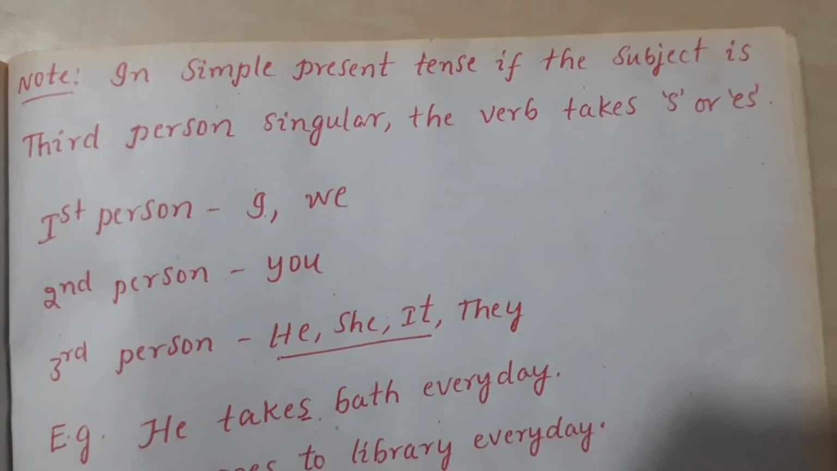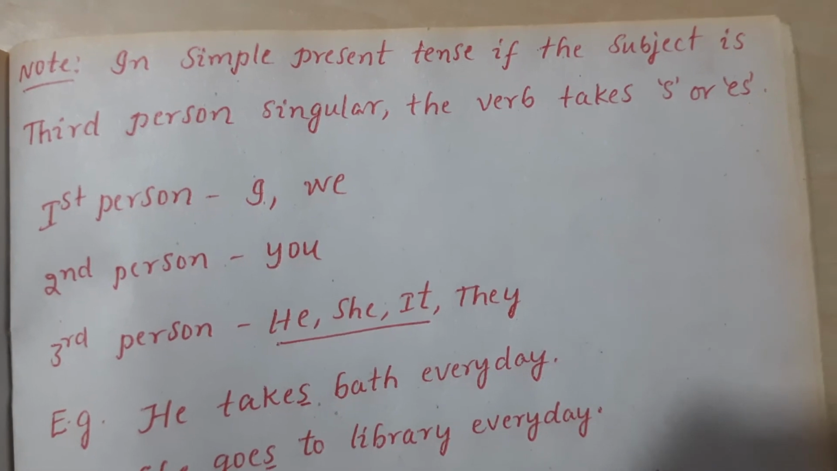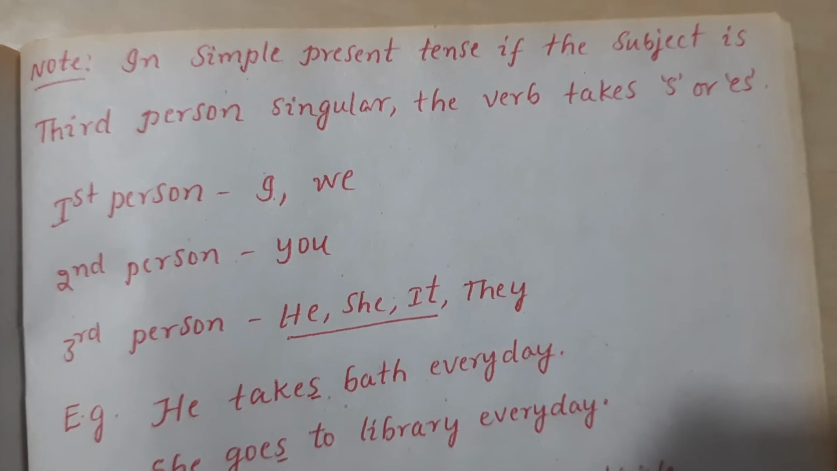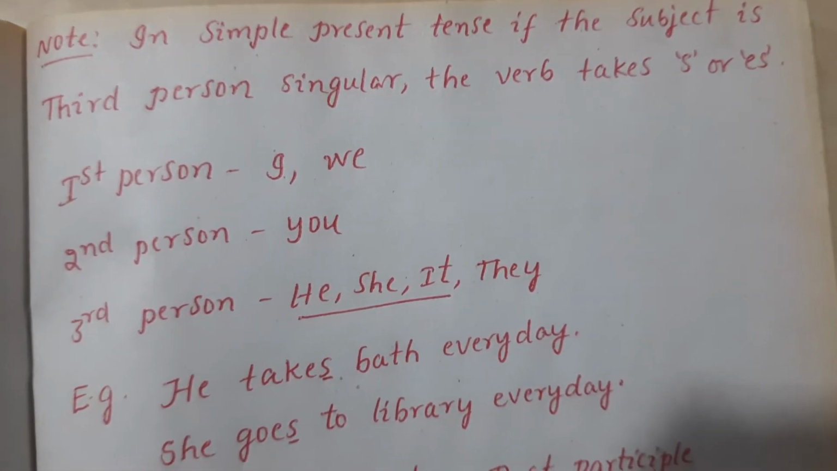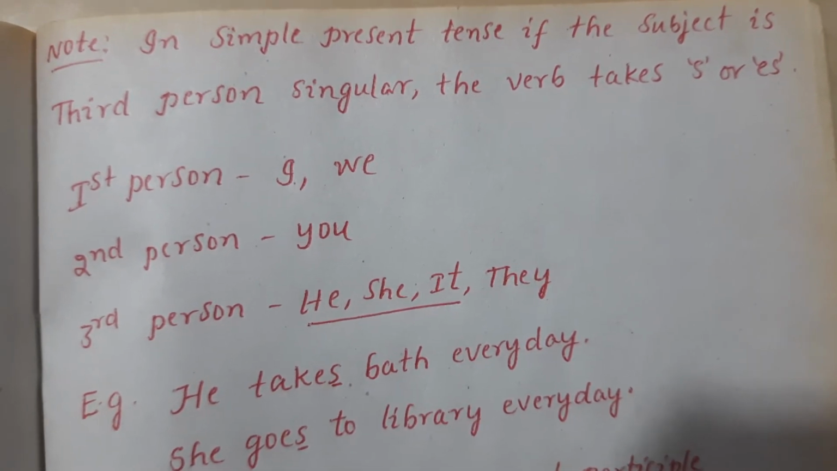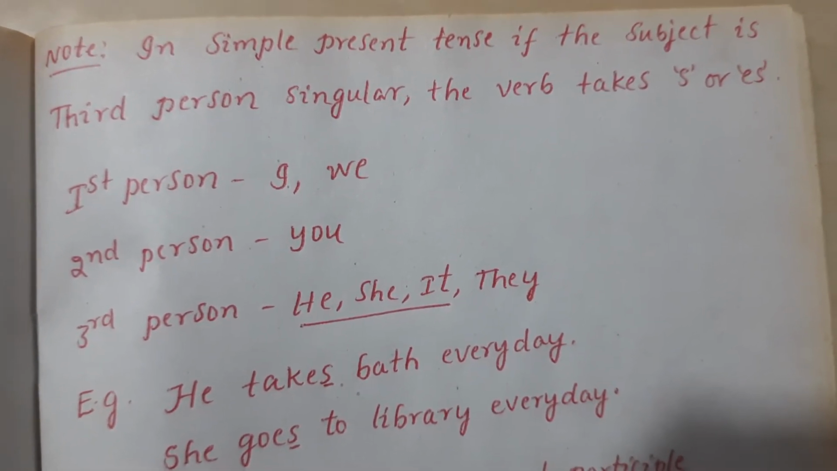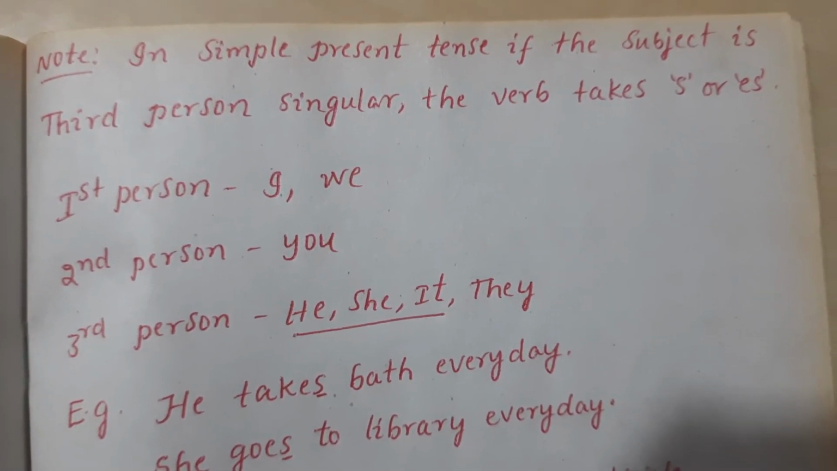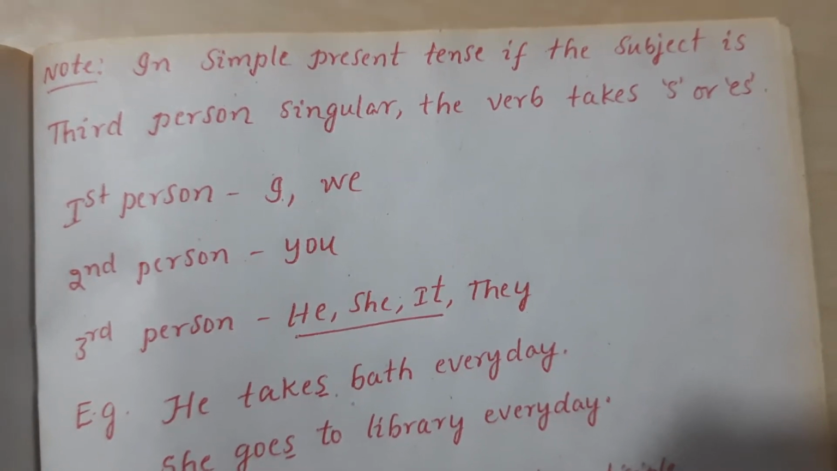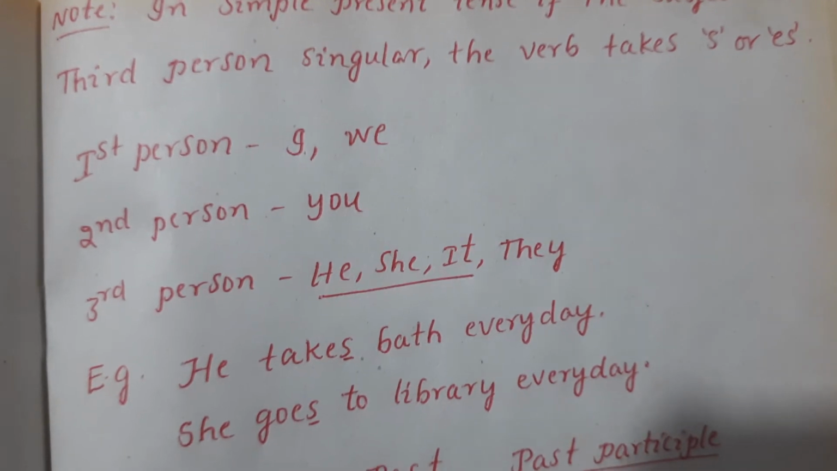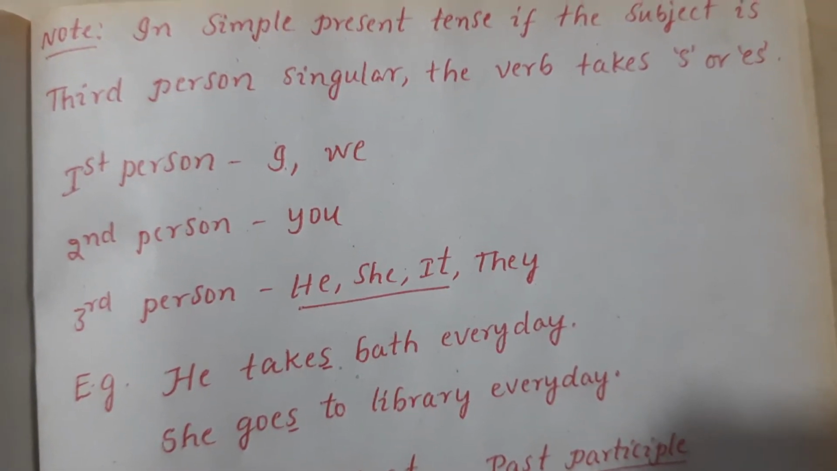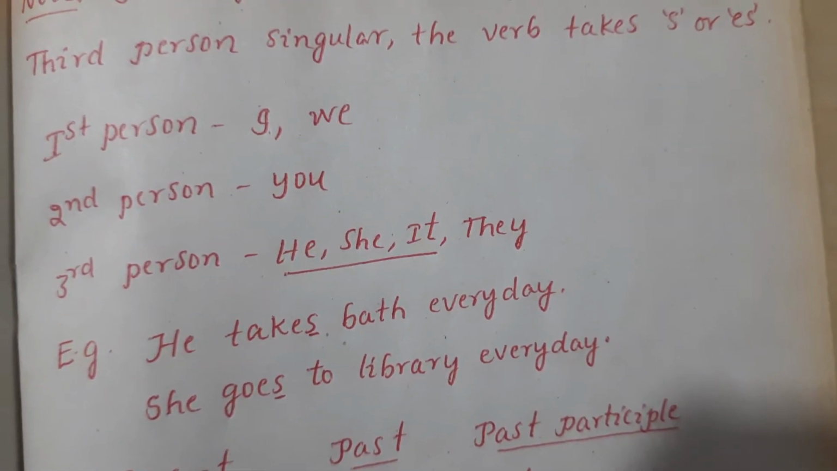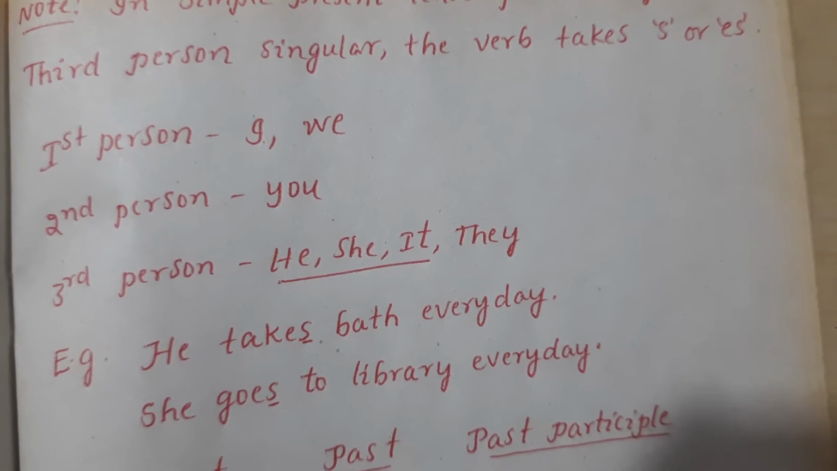Note: in simple present tense, if the subject is third person singular, the verb takes S or ES. Now let us see what is third person singular. There are three persons: first person, second person, third person. First person I and we. I is first person singular and we is first person plural. Second person you. You is both singular and plural. Third person he, she, it, they. He, she, it are third person singulars.